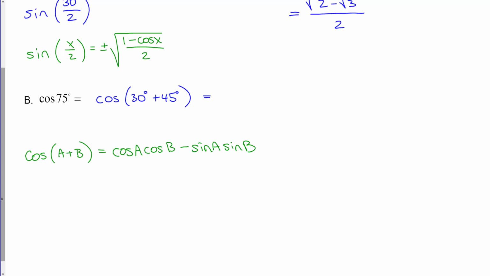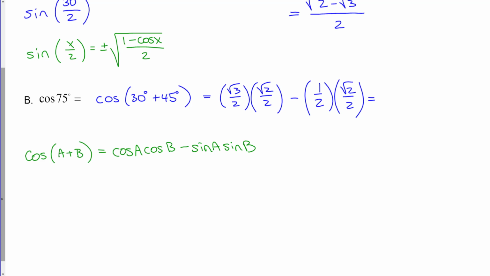So this is going to be the cosine of 30, which is root 3 over 2, times the cosine of 45, which is root 2 over 2, minus the sine of 30, which is 1/2, times sine of 45, which is root 2 over 2. So that gives me root 6 over 4 minus root 2 over 4, or the square root of 6 minus the square root of 2 over 4. And there we have it.